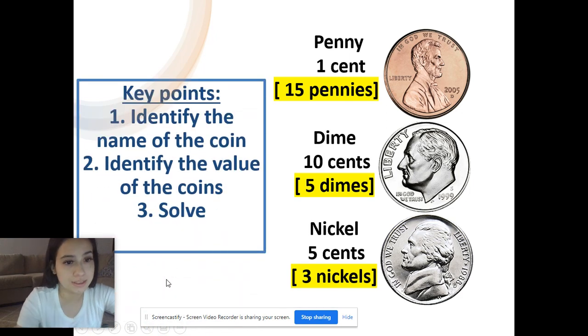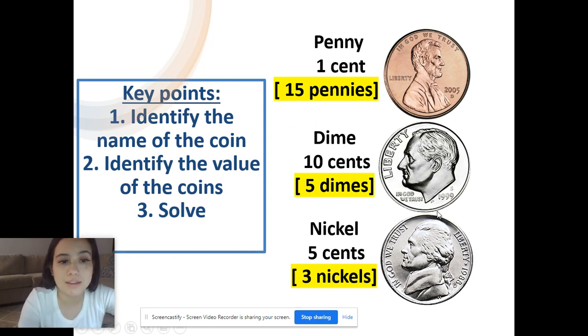And our key points for today, meaning the steps we're going to use to solve our problems: number 1, you're going to identify the name of the coin. What are you going to do first? Yeah, identify the name of the coin. And 2, identify the value of the coin. What are you going to do next? Yes, identify the value of the coin. And step 3 is just solve. What is step 3? Yeah, you're just going to solve.